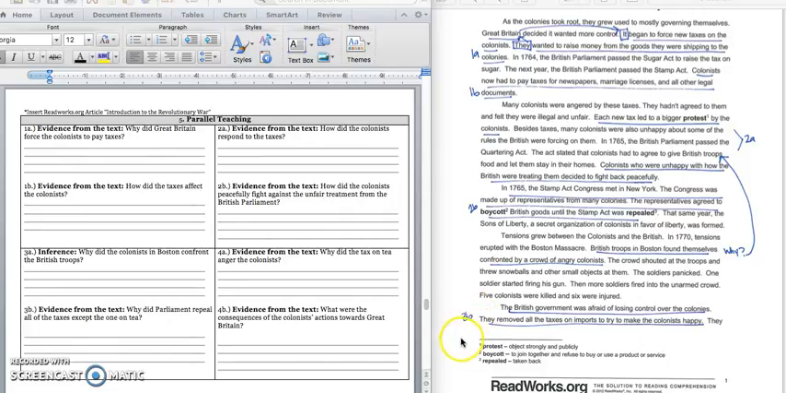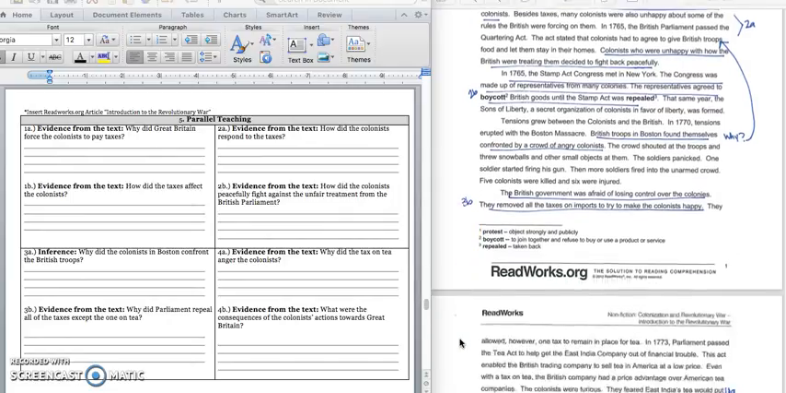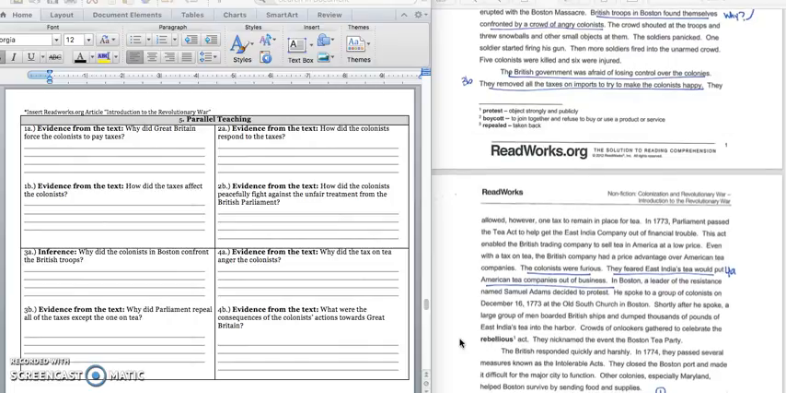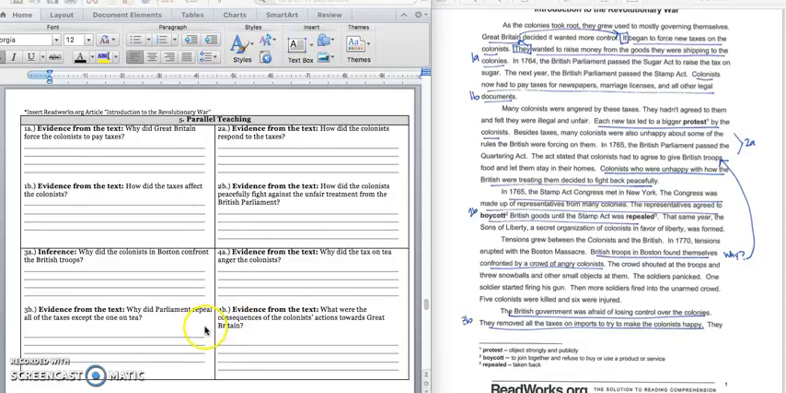The British government was afraid of losing control over the colonies. They removed all the taxes on imports to make the colonists happy. Let's stop right there.